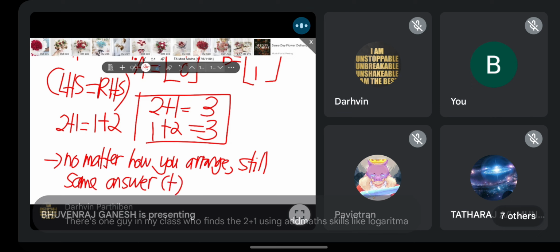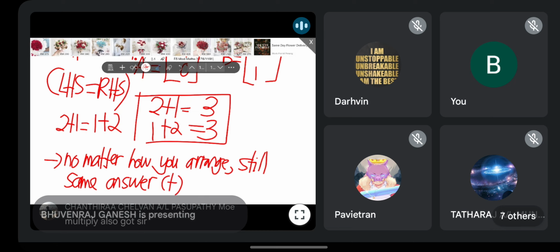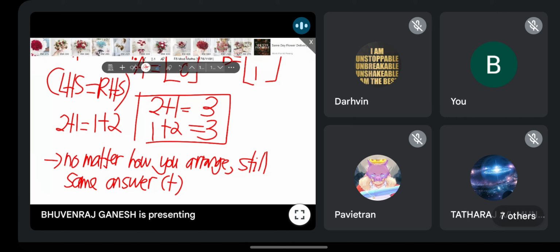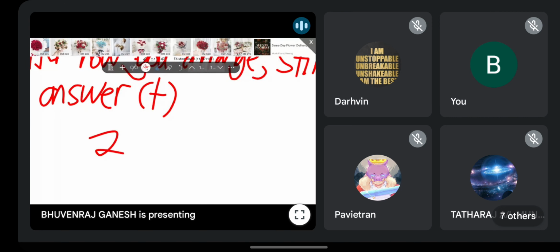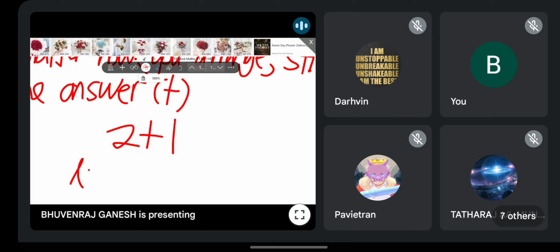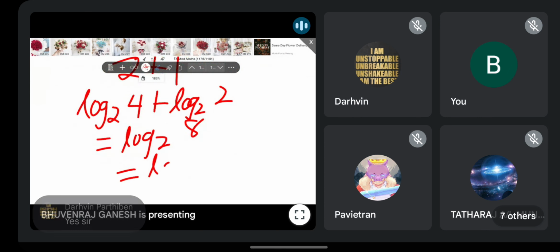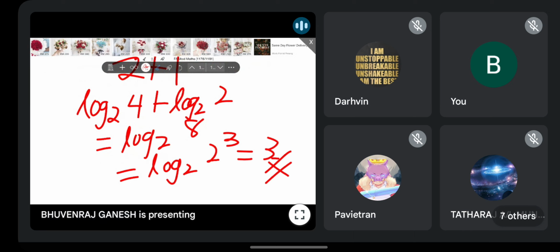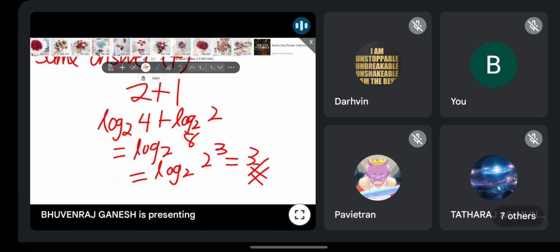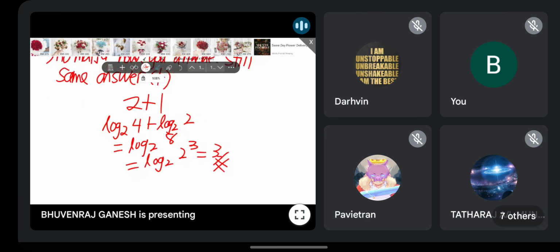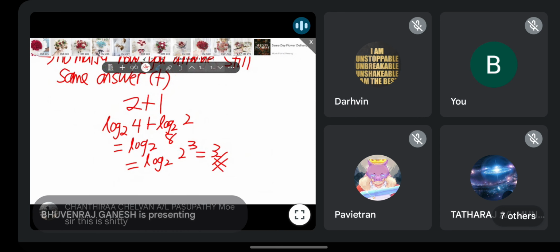This is for plus. There's one guy in my class who finds 2 plus 1 using AddMath skill. Oh, can. You can use AddMath skill also. I think he does something like this. Sorry, for those that don't take AddMath, I was just interested a bit. He gets log 2 8, then he does log 2 cube, then he gets 3. Correct. This is a correct way to show 2 plus 1 is 3 also. For those who take AddMath, you all understand what I mean. You can get 3 also.